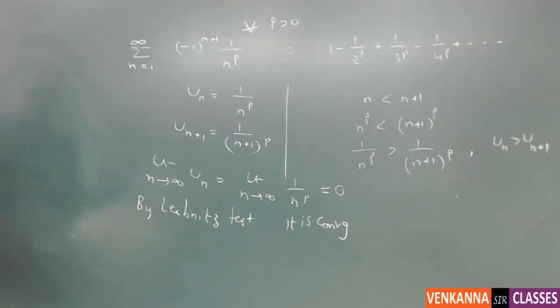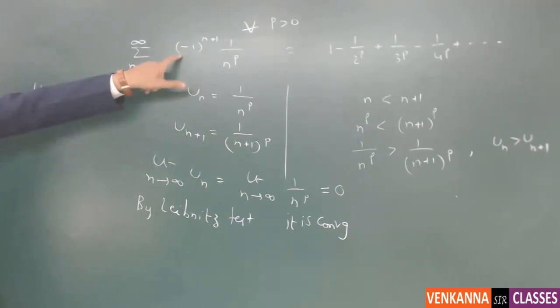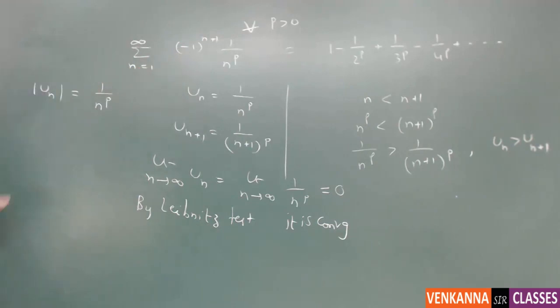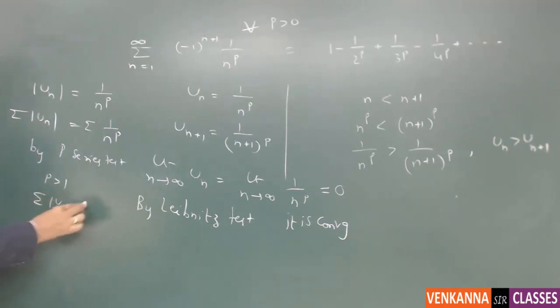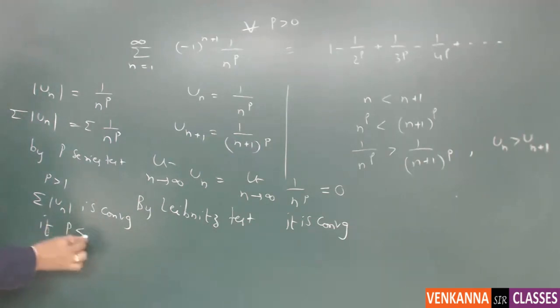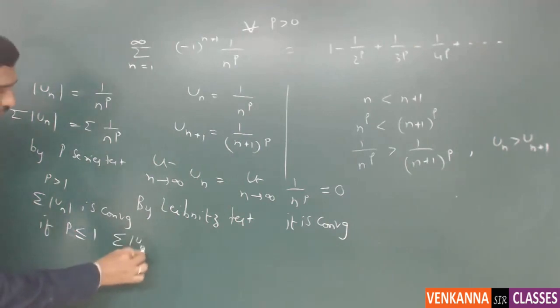Now, if you want to test for absolute convergence, you consider modulus of un. So this will be 1 by n power p, because I am putting the modulus for this sign also. So sigma mod un, if you consider sigma 1 by n power p, then by p series test, p greater than 1, sigma mod un is convergent. If p less than or equal to 1, sigma mod un is divergent.